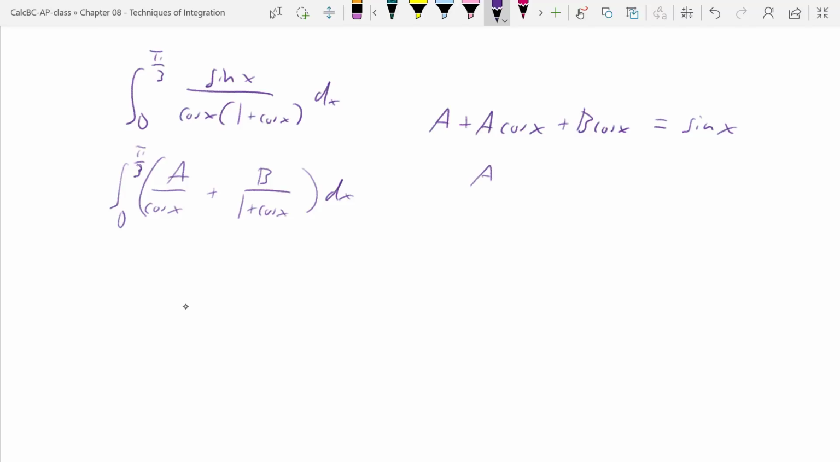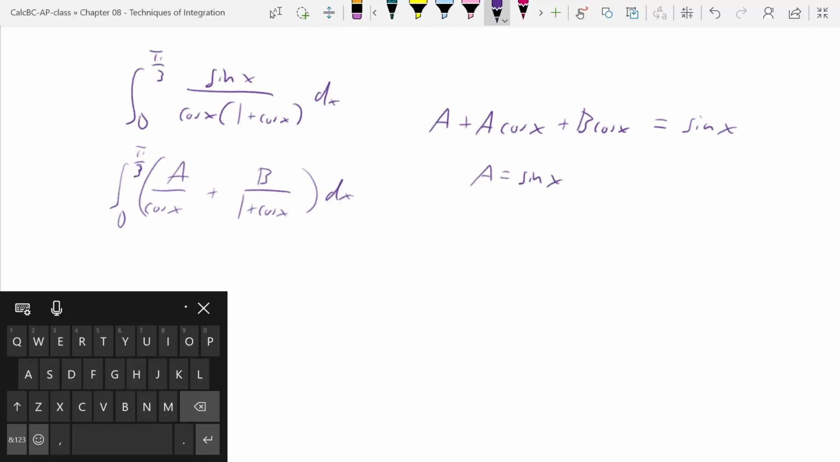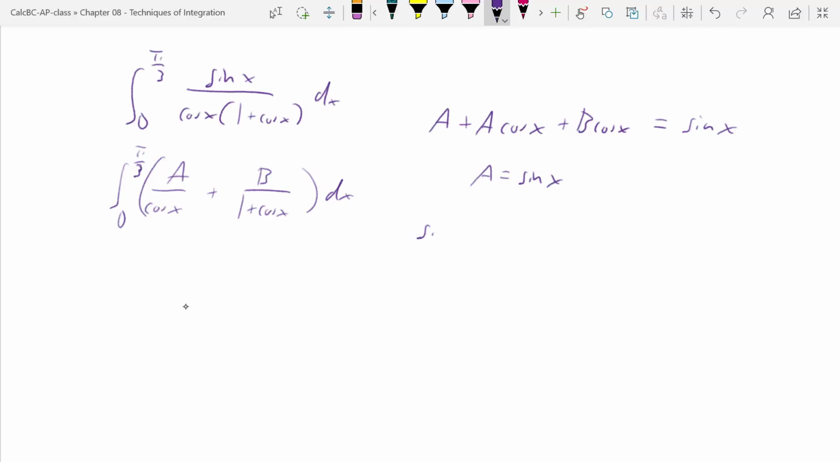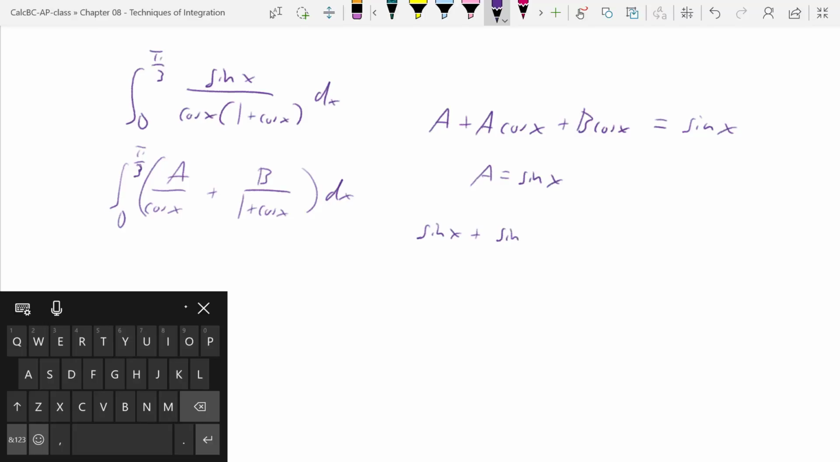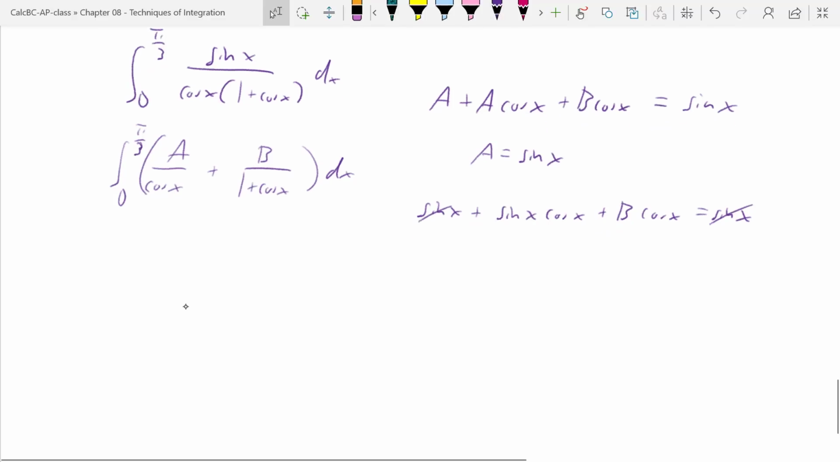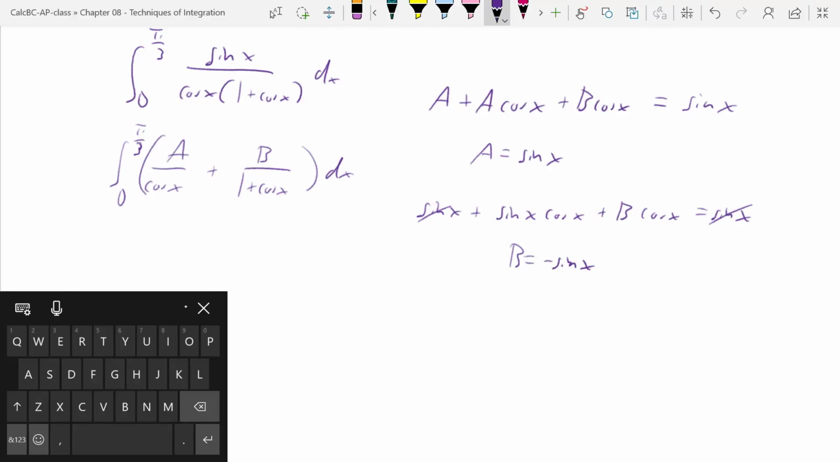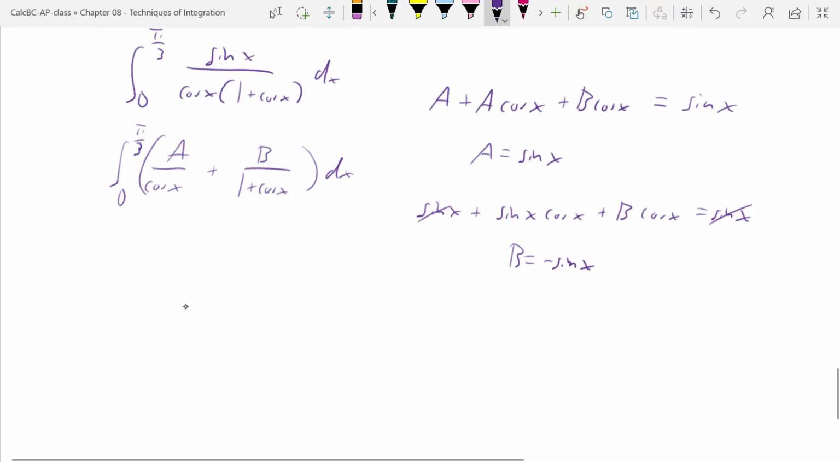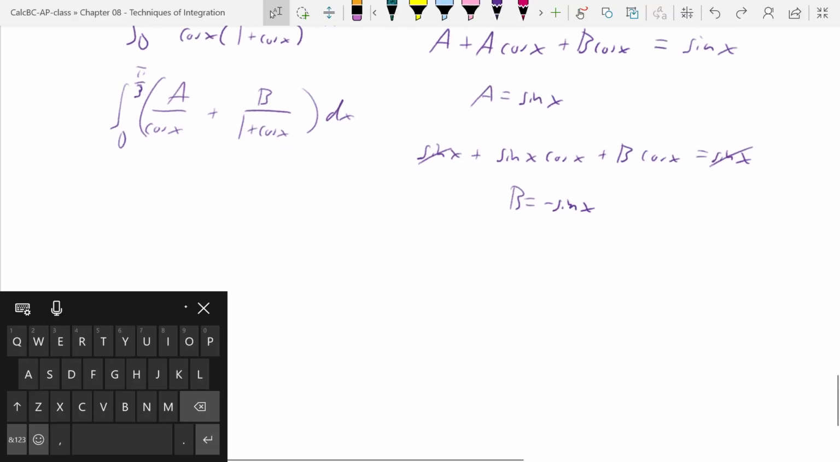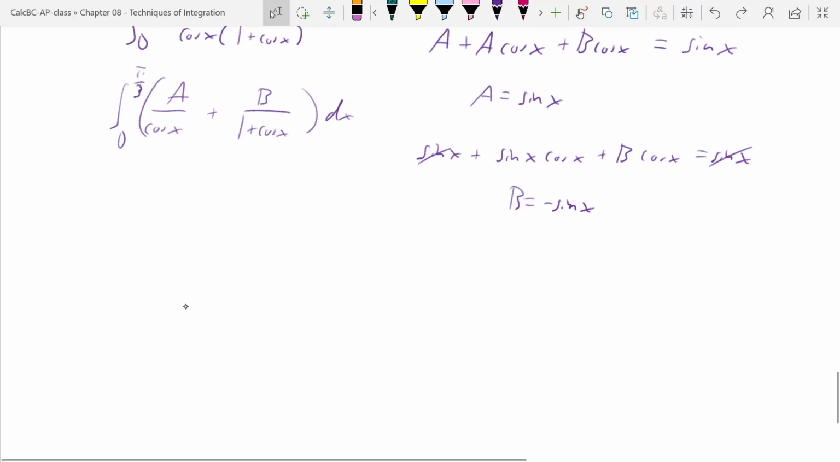Well, this may look a little bit confusing until you start to realize that if a is equal to the sine of x, then what I would get would be the sine of x plus the sine of x cosine x plus b cosine x equals the sine of x. And we can get rid of those. Basically, I need b to be negative sine x. If b is negative sine x, then these two terms will cancel, and I won't even have a cosine term in the numerator. So I have a is equal to sine x, b is equal to negative sine x.